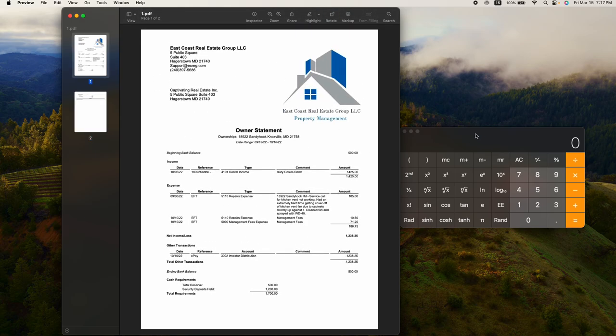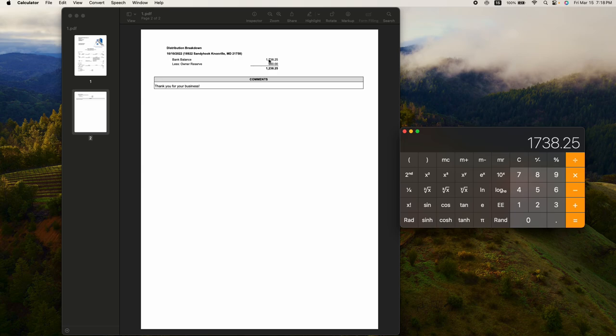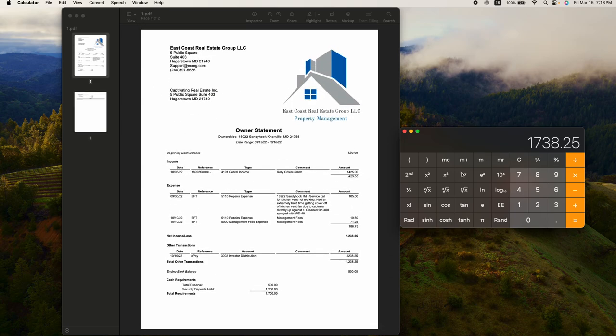So let's grab our calculator. All right, so beginning of the month, right? I got $500 in my account. I add $1425. Okay, that brings me to $1925. Let me go ahead and subtract my expenses. I don't need to do them individually. I can just use the total. 186.75. All right, 1738.25. So, take out my reserve there. 1238.25. That's how much the distribution is.